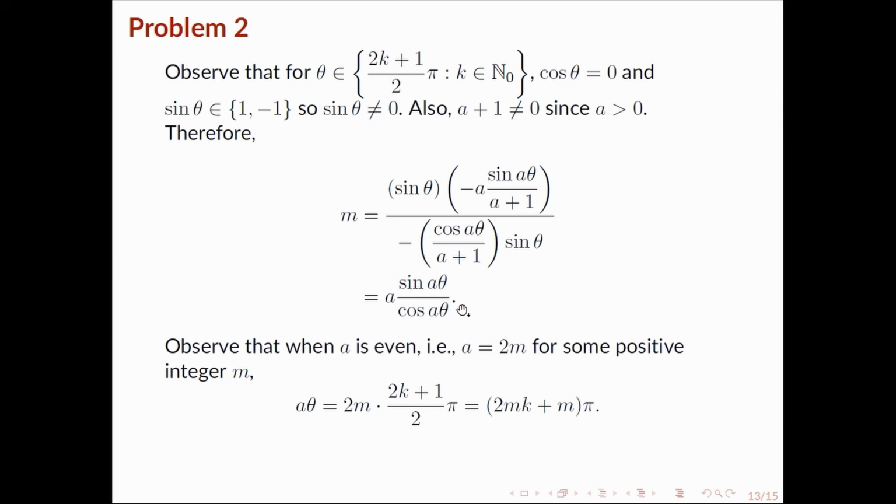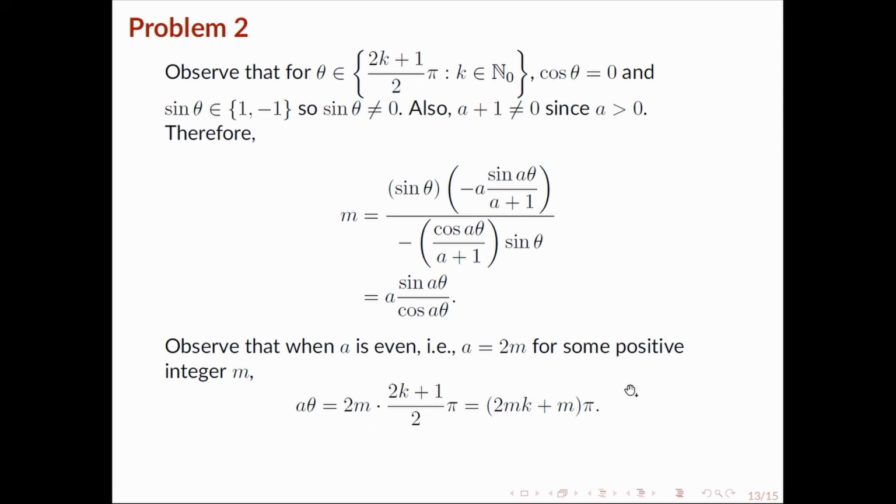Then, observe that when a is even, that is for a equals 2m for some positive integer m, a multiplied by theta is equal to 2m multiplied by (2k plus 1) all over 2 multiplied by pi. Then, factor out the common factor. We have (2mk plus m) multiplied by pi. Okay? So, yung a theta dito, we just multiply this to theta. So, yung theta natin ay ito originally. Then, since our a is even, we get 2m multiplied by this equation.